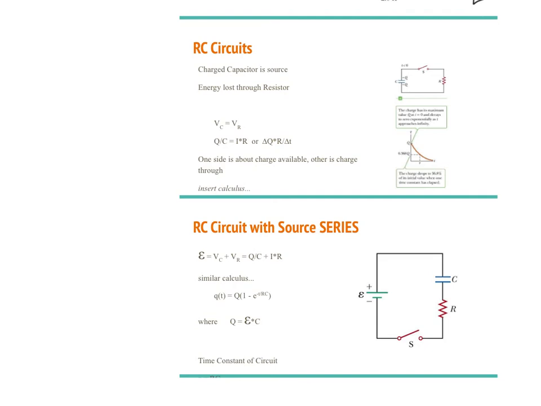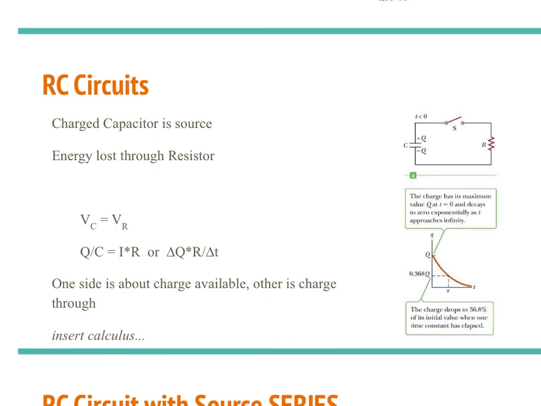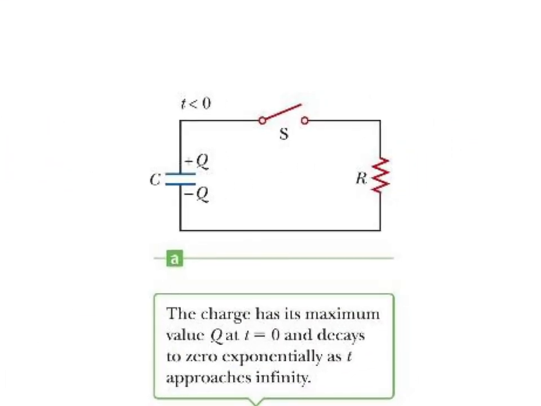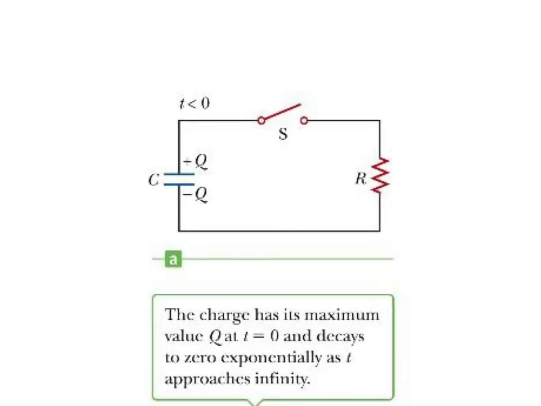In an RC circuit, we're going to have two different forms. The first one involves a capacitor and a resistor and a switch. The capacitor starts fully charged. When you close the switch, current starts flowing out of the capacitor, which discharges the capacitor, and we end up with current flowing through the resistor.